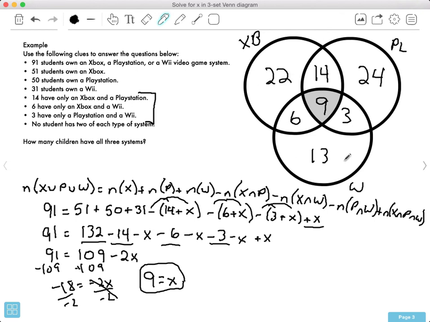Once you have every section of your Venn diagram filled in, you can answer how many children own all 3 systems? 9 children, and you can answer any other question they might decide to ask you.